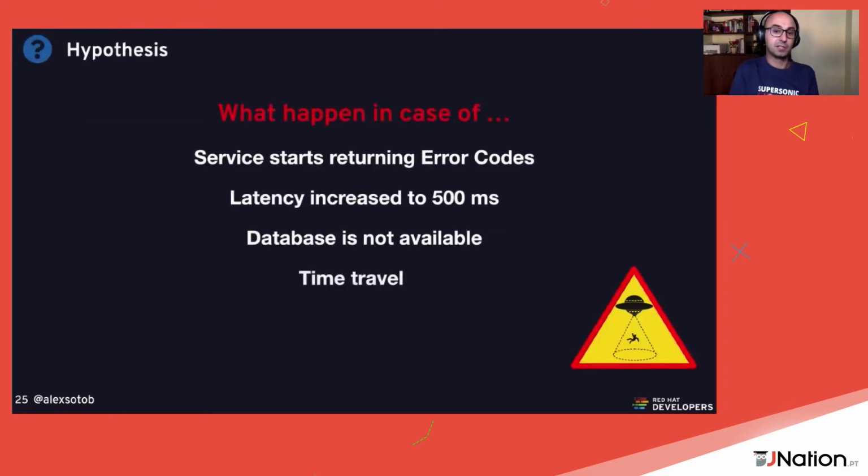Then there is the hypothesis. It's when you ask, what happens in case one service starts returning error codes? Latency increases to 500 milliseconds. The database is not available. Time travel. These are really interesting cases. What's happening if someone changes the clock of your servers? What's happening with your application? Have you ever tried it? I think it's worth trying and seeing what's happening, right? Because this could happen. Or what's happening if I partially delete a Kafka topic? Does it recover? Not? Well, this is something that you need to see.